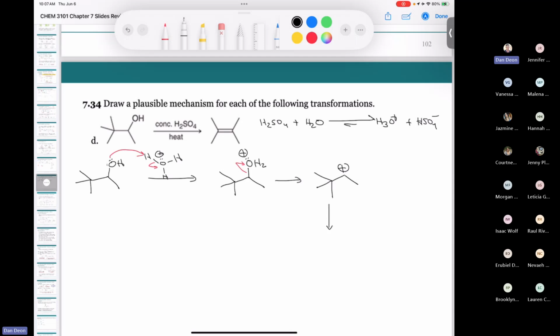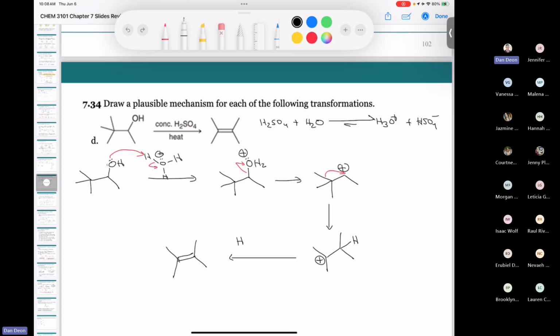which is going to undergo a methide shift. So that's going to shift over so that we end up with a tertiary carbocation like this. And so what's the last step to get to my alkene, right? If I want to get to my alkene, which is this guy here, okay, what do I have to do? I'm going to have to abstract this proton. And so water will be my base, right?